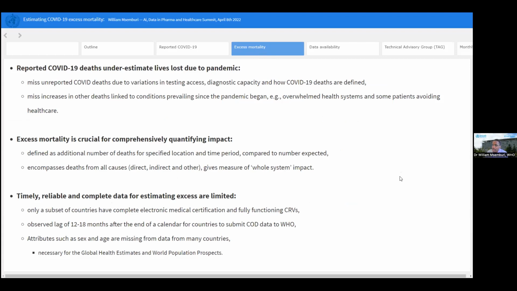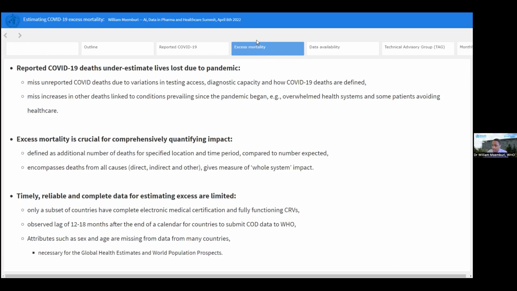The reported COVID-19 deaths also miss increases in other deaths. So this is what we can call collateral damage that is linked to the conditions that have prevailed since the pandemic began. So some countries have had overwhelmed health systems, some patients have avoided healthcare, and so on. So excess mortality is a crucial metric for comprehensively quantifying the impact.